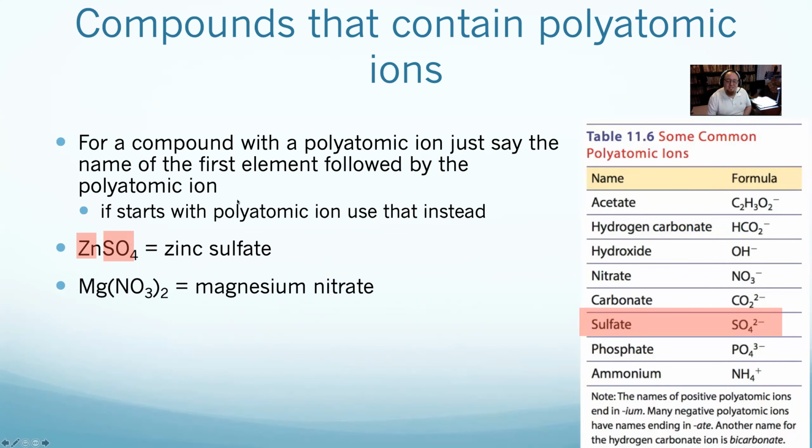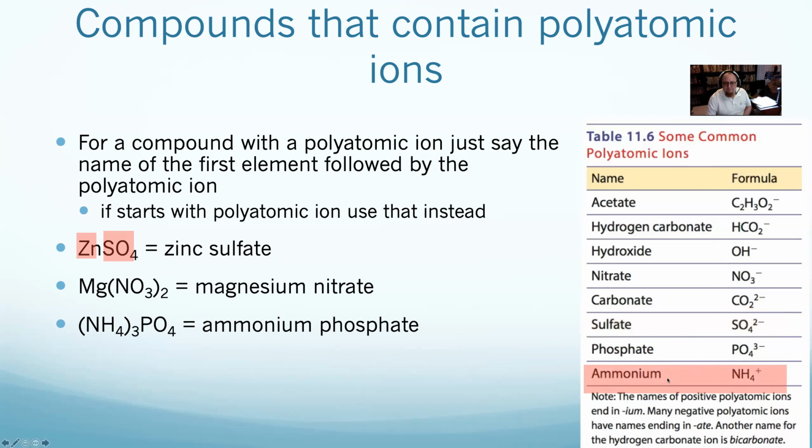The one exception is if it starts with NH4. NH4 is the polyatomic ammonium. So if something starts with NH4, you just make the beginning ammonium. This has NH4 and PO4. PO4 is phosphate, so it's ammonium phosphate.